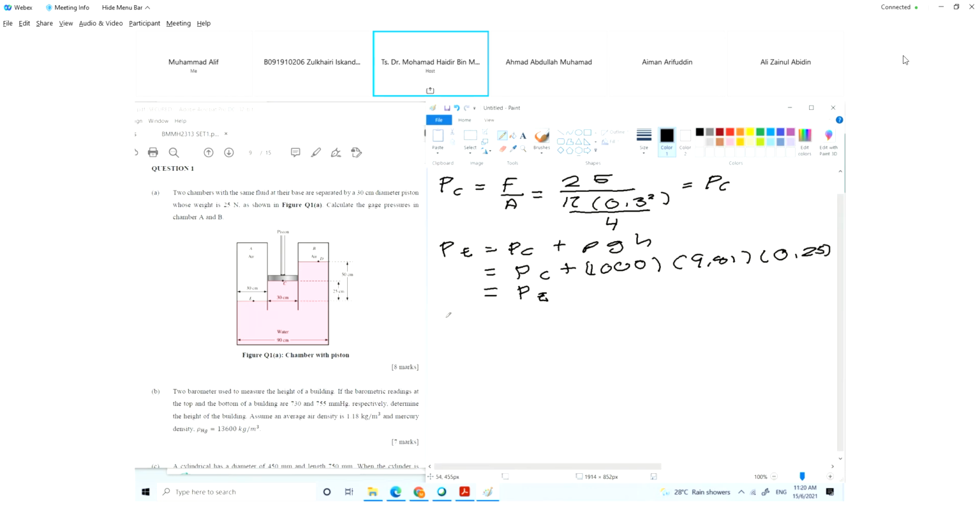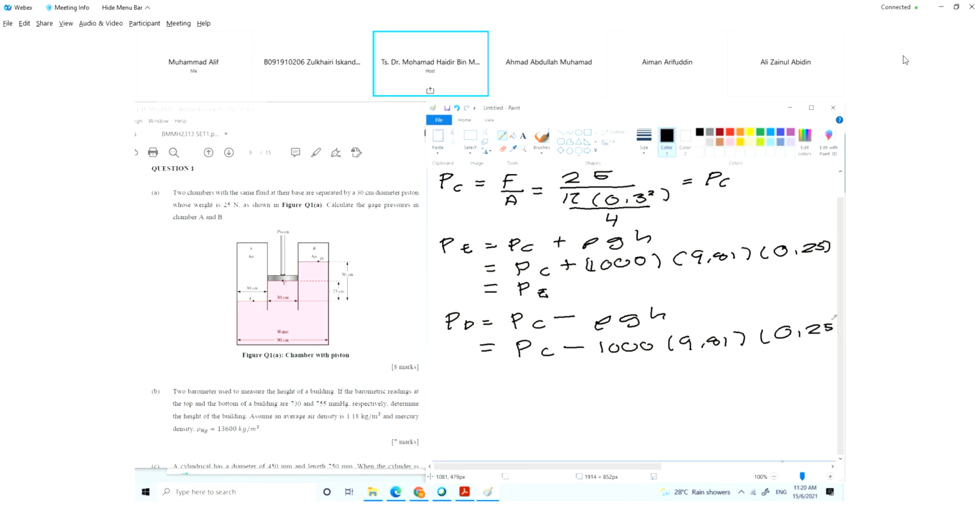Pressure at chamber B is equal to PD, where PD is equal to PC, and point D is above point C. When it is above point C, the pressure is lower than point C, so a negative sign in front of rho g h. So pressure C, whatever number you got here, minus the density of water 1000, g is 9.81, and h is 0.25. Okay, and you get PD. Is it okay for the first question?